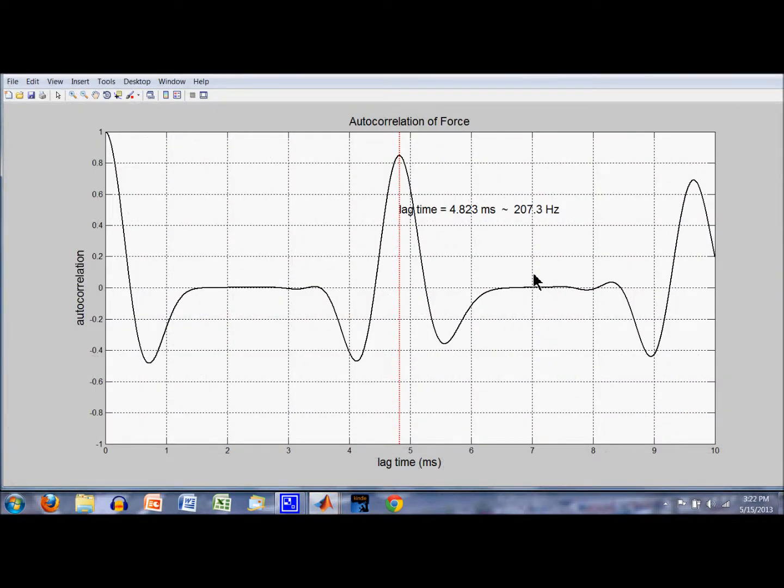Here's the autocorrelation. It's got a peak at 4.823 milliseconds, which corresponds to 207.3 hertz. So the autocorrelation tells us that the pitch is a little bit sharp of the expected natural frequency of the stiff wire.